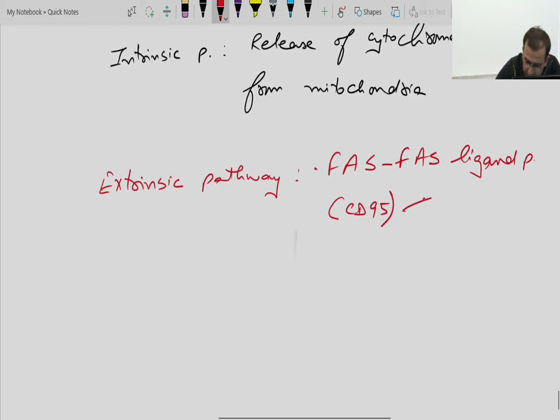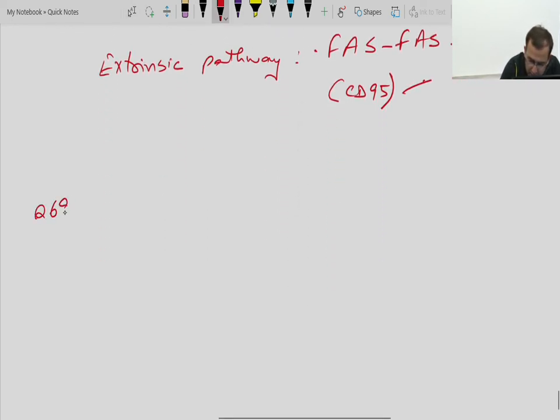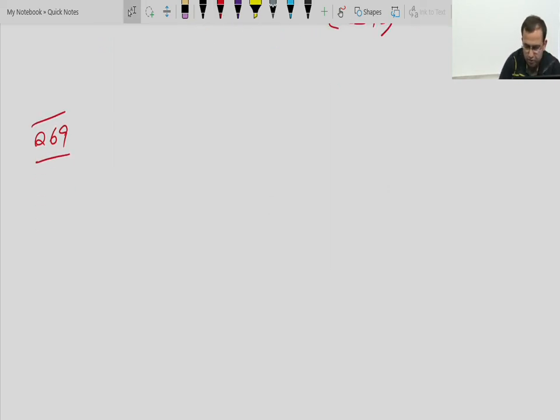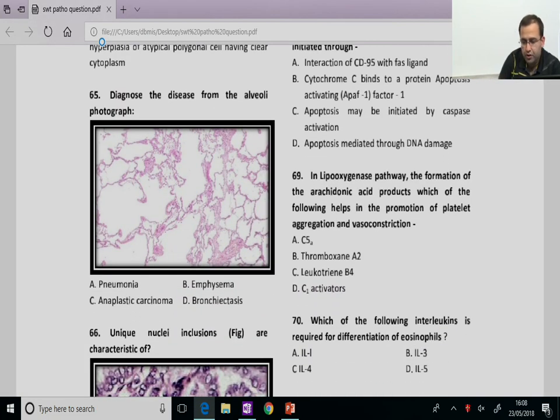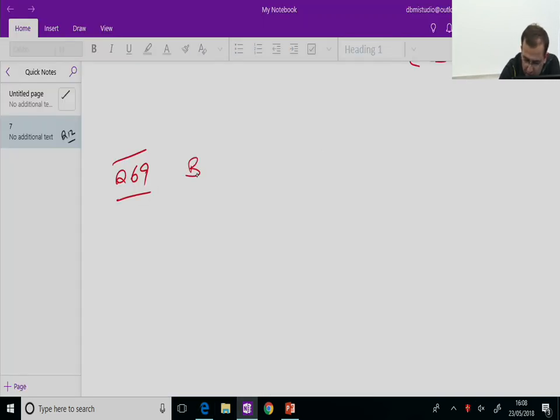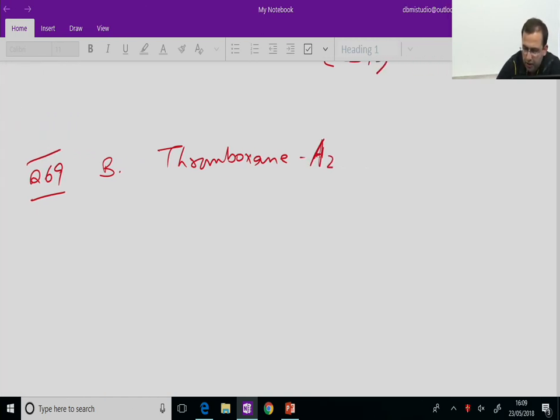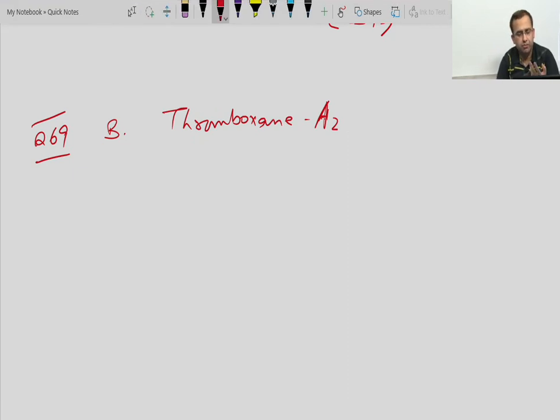We have already seen this. Next, this gets us to question 69. Let us have a look at that. In the lipoxygenase pathway, which arachidonic acid products help in the promotion of platelet aggregation and vasoconstriction? This is a very specific question concerned only with the lipoxygenase pathway, and the answer is thromboxane A2. Easy one. The answer is B, thromboxane A2. The arachidonic acid metabolites are a topic that you study everywhere: in biochem, physio, path, pharma.